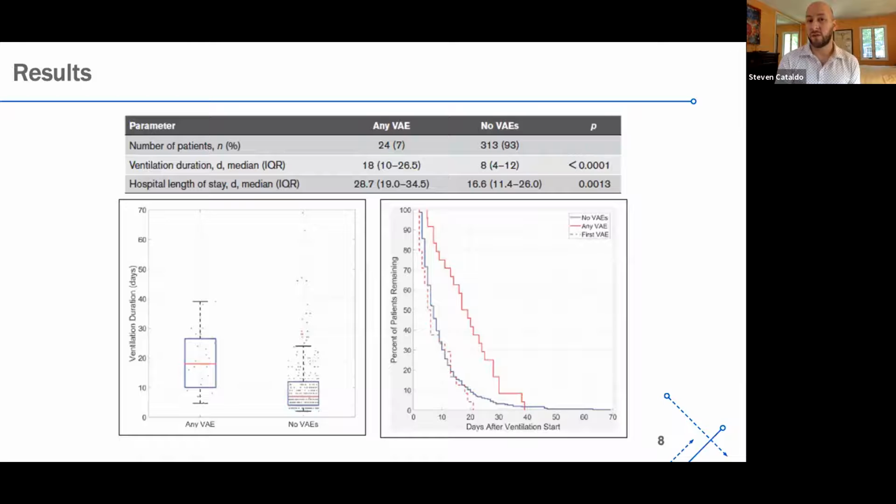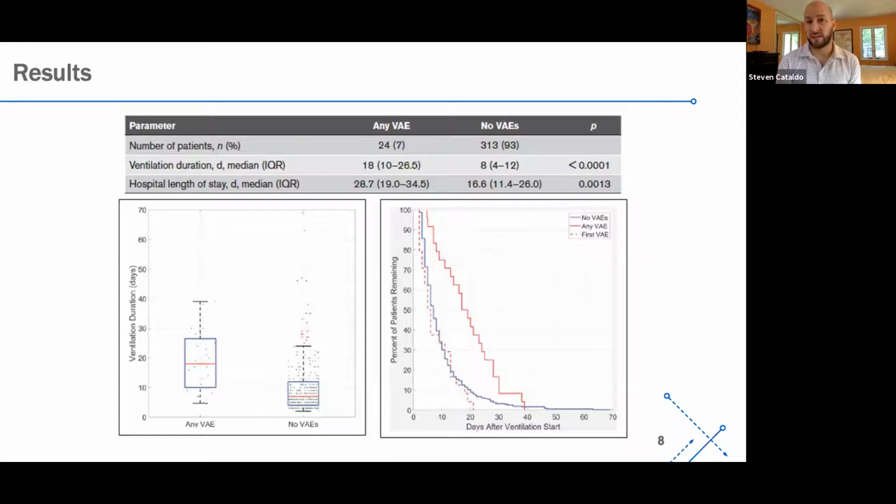All right. So 24 patients had a VAE, a total between both groups, so that's 7% total. 93% had no VAE. If we look at the difference between those who had a VAE and those who did not, we found a lot of interesting data. Of course, the ventilation duration was way, way higher, right? 18 days average versus 8 days. All right, so that's a huge difference.